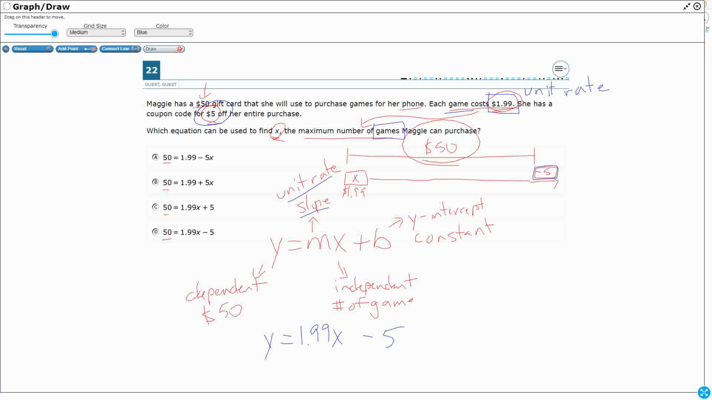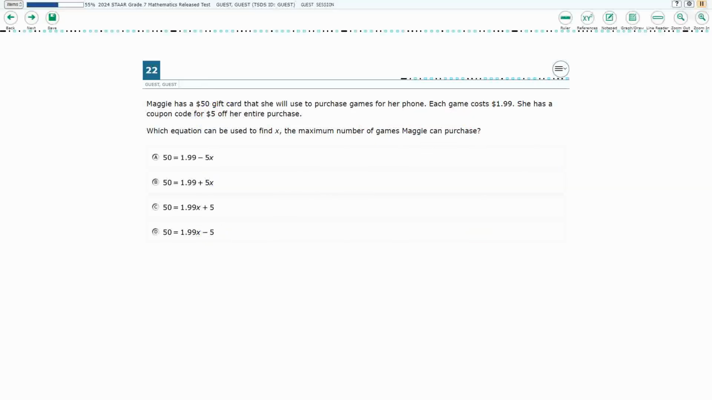You see, this one's not going to work because we're not multiplying the number of games. They're not $5 each. These two both don't work. And these two are similar except the plus and the minus. It's $5 off, which means we need to take it off. Our answer here is D.